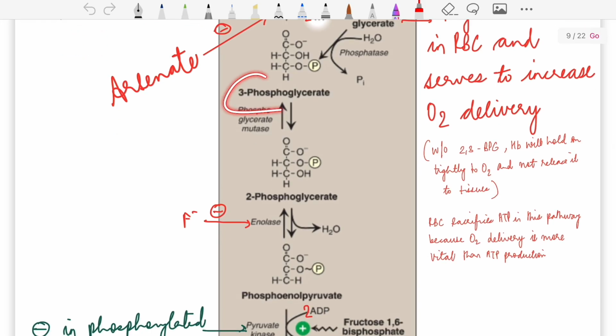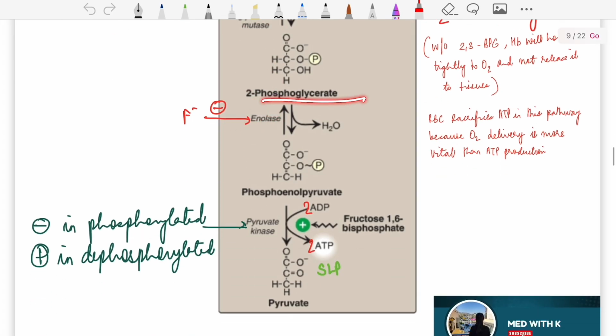Now this 3-phosphoglycerate is converted to 2-phosphoglycerate. Again, the enzyme is a mutase. This 2-phosphoglycerate gets converted to PEP, that is phosphoenolpyruvate, and the enzyme is enolase. Again, an important thing is fluoride inhibits enolase.